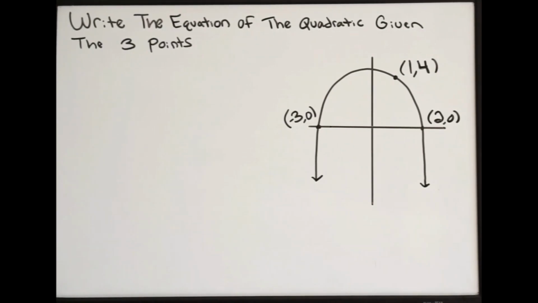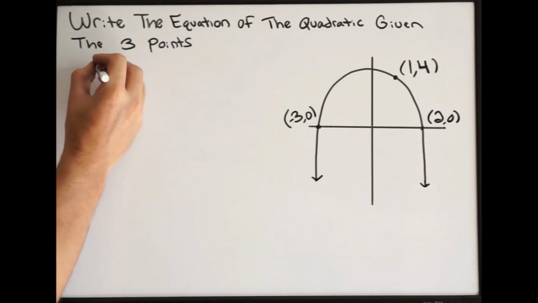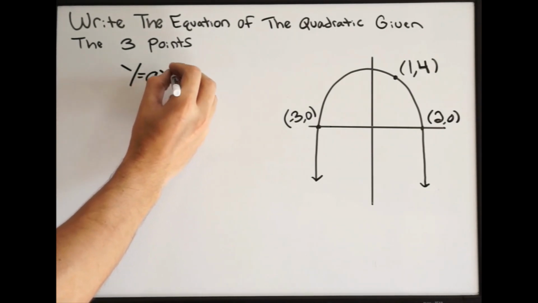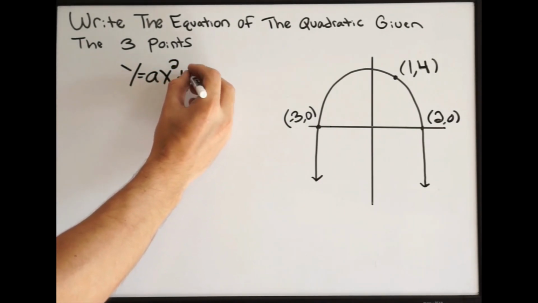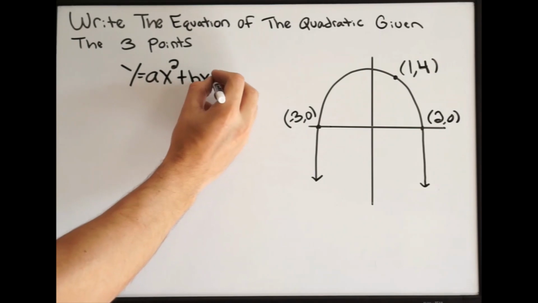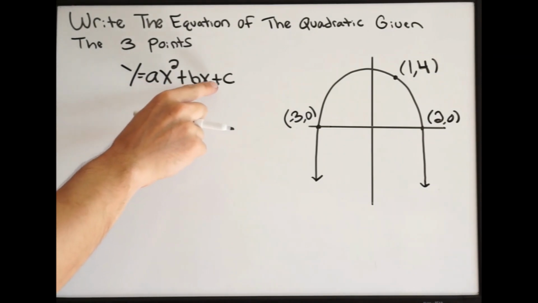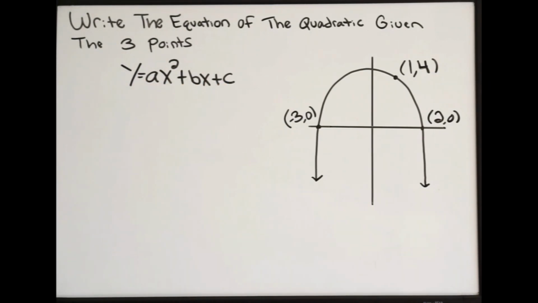You're going to need to know how to write a quadratic in standard form. And that's the following, which is y equals ax squared plus bx plus c. Essentially what we're going to be doing in this problem is solving for a, b, and c. Those are going to be our 3 variables.